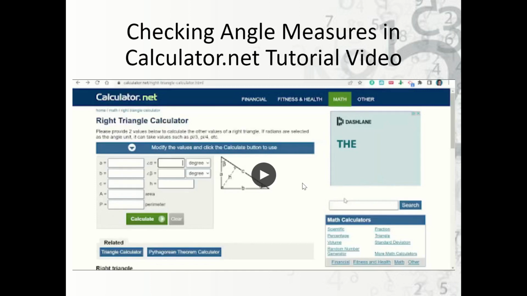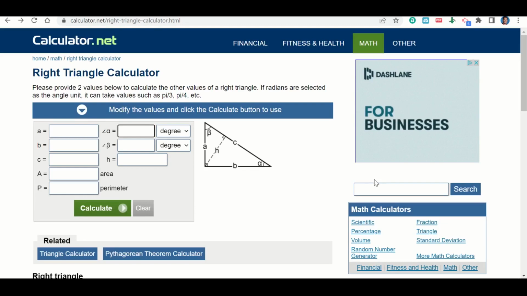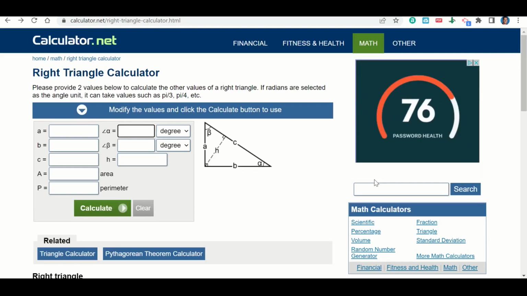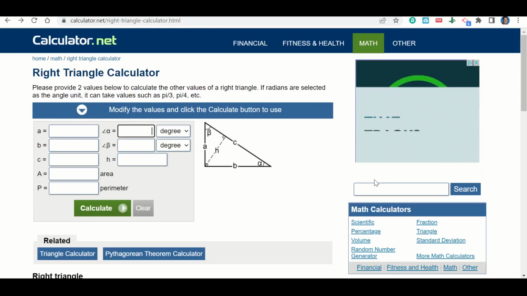There's a video here that shows you how you can check angle measures in calculator.net. So you can watch this video and see how you can check your work using calculator.net. Let's talk now about how to check our work when trying to find an angle measure of a right triangle.